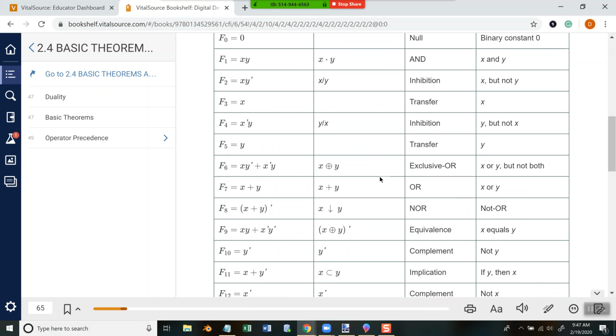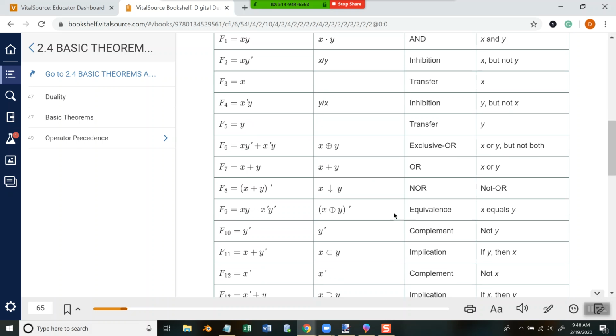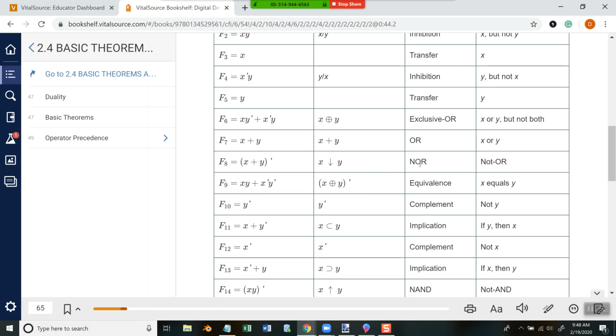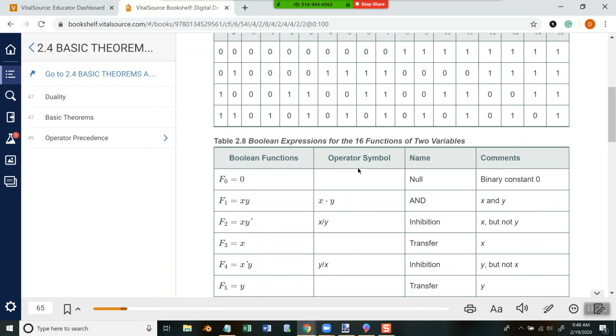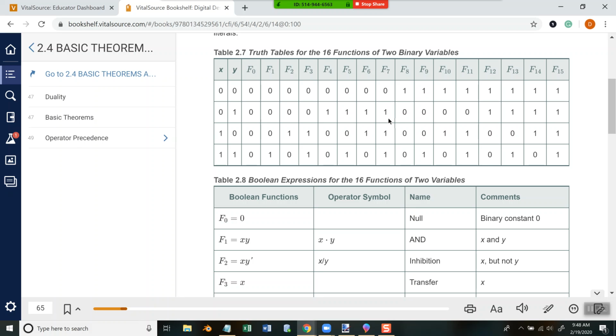Now these I don't remember. I remember the main ones, but I have to refer back to this table when I'm doing this. The X or Y, we've seen that so many times, it's not even funny now. The NOR, and this is the symbol that goes to the NOR. That's not OR. And you see that they have here X plus Y inside of parentheses and then the prime on there. So that takes the complement of X or Y. So if you look up here at the OR, which is F7, 0, 1, 1, 1. The NOR, which is F8, is 1, 0, 0, 0.